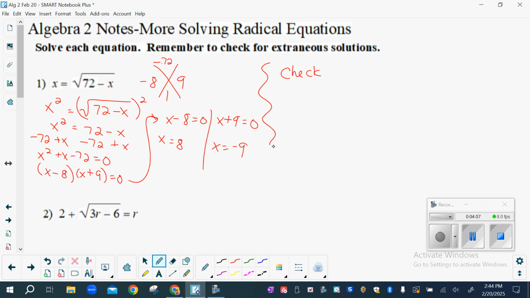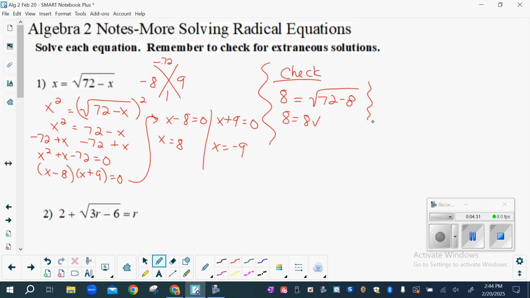Okay, so now we need to check. Sorry about that. We're going to start with the 8. 8 equals the square root of 72 minus 8. What's 72 minus 8? 64. What is the square root of 64? 8. So it checks. If 8 equals 8, it checks.